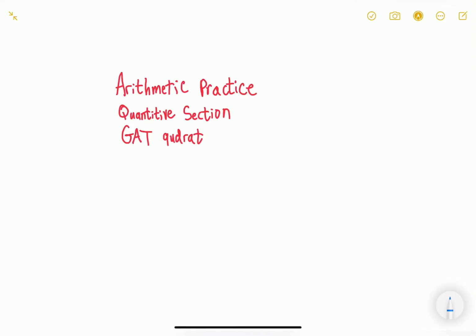In today's video we're gonna do some arithmetic practice. It's mostly focused on fractions, so this is the main focus. It's part of the quantitative section of the GAT or Qudrat exam.